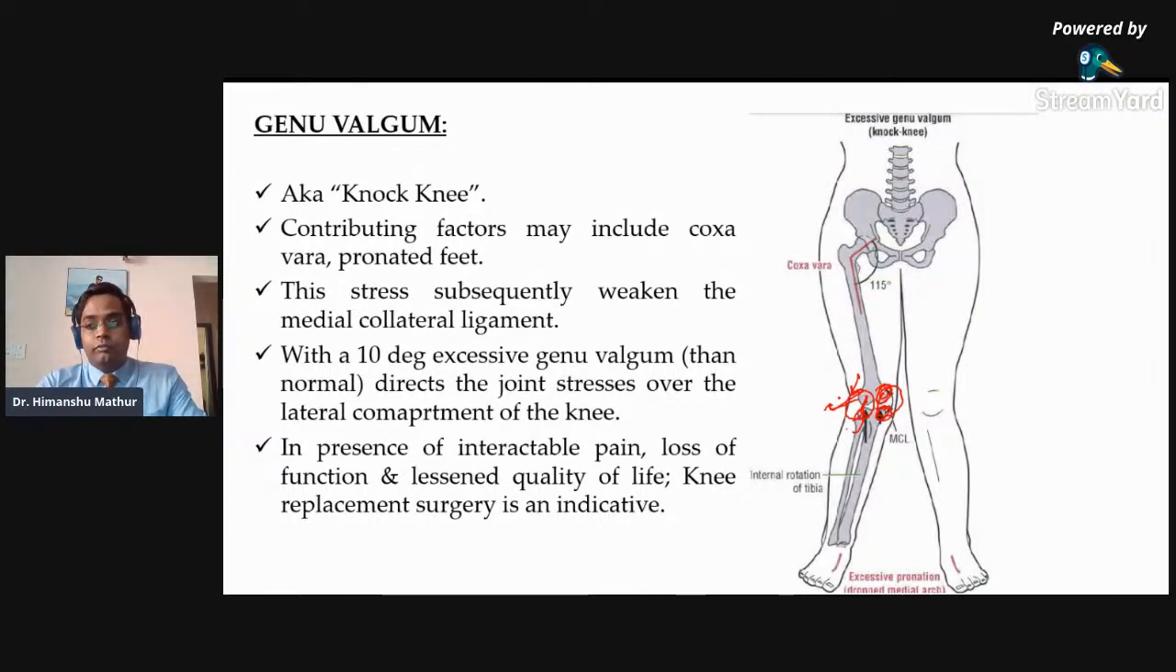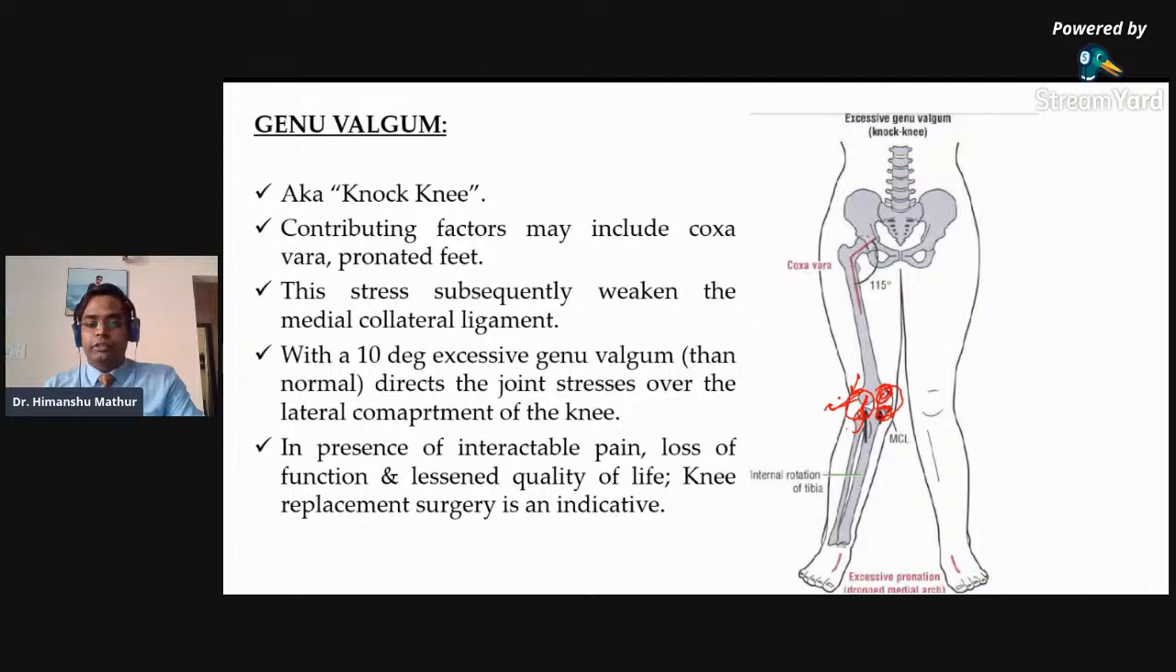Although, with the prevalence of pronated foot in the female population being more as compared to the male population. Okay, a genu valgum of 10 degrees more than normal directs the joint stresses over the lateral compartment of the knee. That is what I told you. Only a 10-degree greater deflection can cause an excessive amount of stress over the lateral compartment of the knee joint.